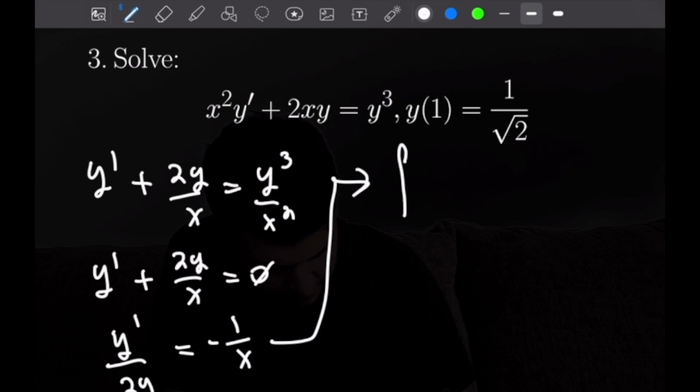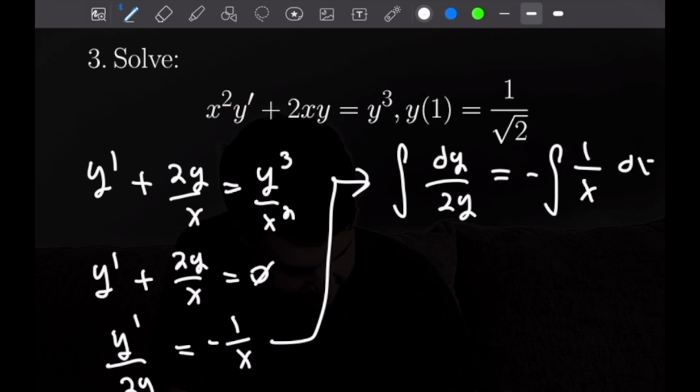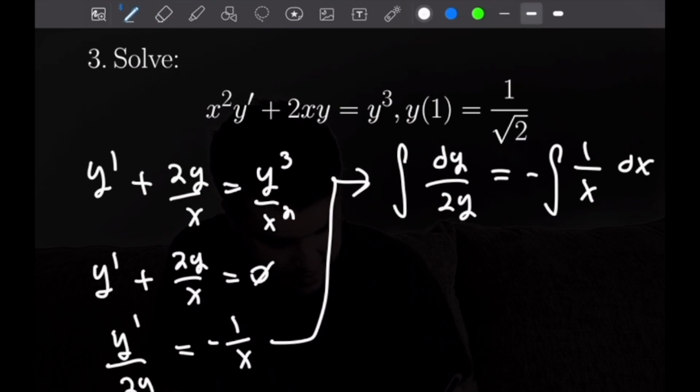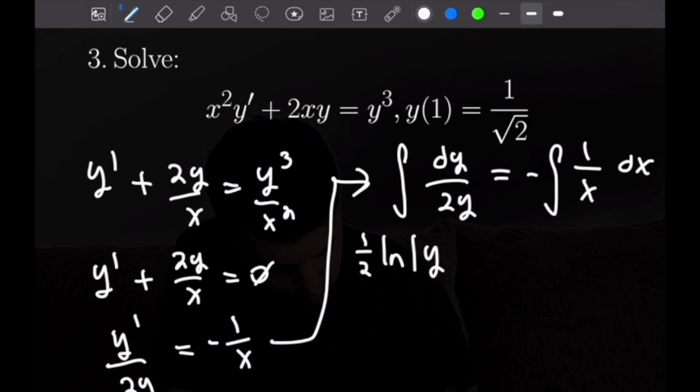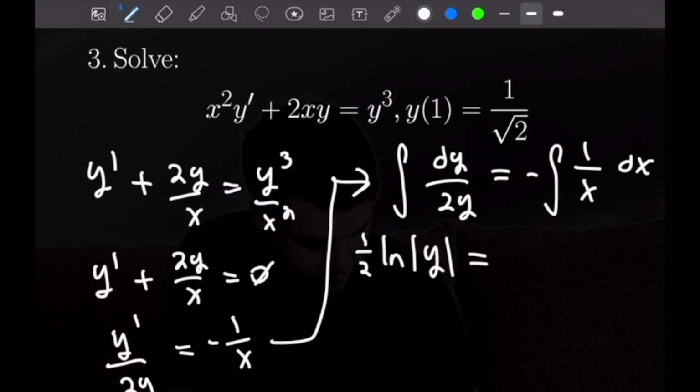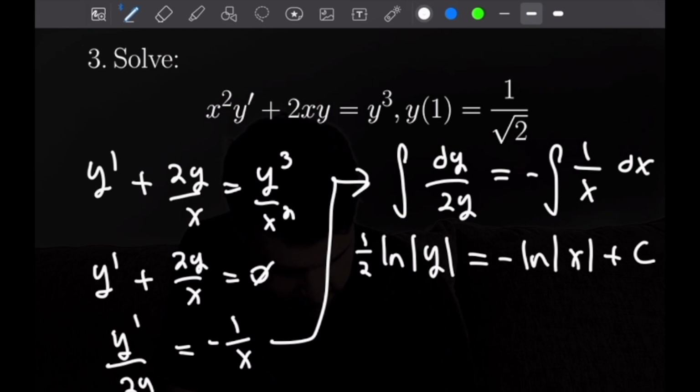We will have that the antiderivative of dy over 2y is equal to negative the antiderivative of 1 over x dx. Taking the antiderivative of the left-hand side is going to give us 1/2 times the natural log of the absolute value of y. And taking the antiderivative of the right-hand side, we're going to get negative the natural log of the absolute value of x plus c. Multiplying by 2 and exponentiating both sides will give us the following definition for y.